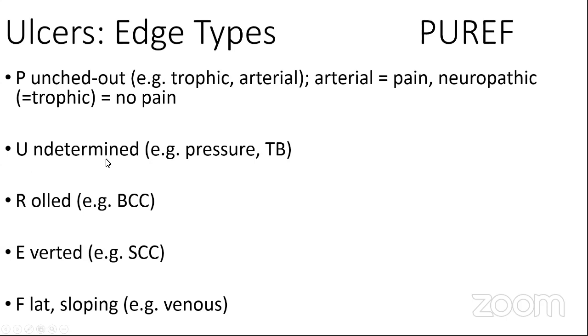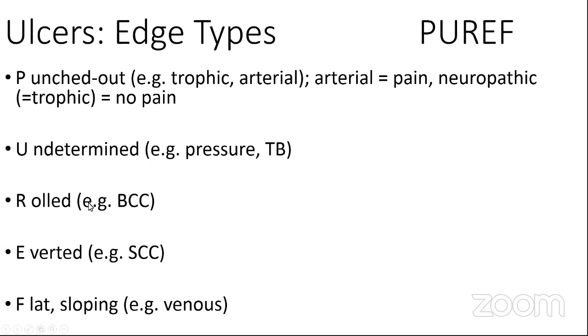Next, U is for undermined. Classically described for tuberculosis. And even in pressure ulcers, it can be. But in our endemic setup and in our country, if they say it's an undermined edge, you must think of tuberculosis until proved otherwise. So you must remember, punched out is usually trophic, syphilitic or gummatous ulcer, arterial ulcer, and neuropathic ulcers. Undermined is usually tuberculosis, other can be pressure.